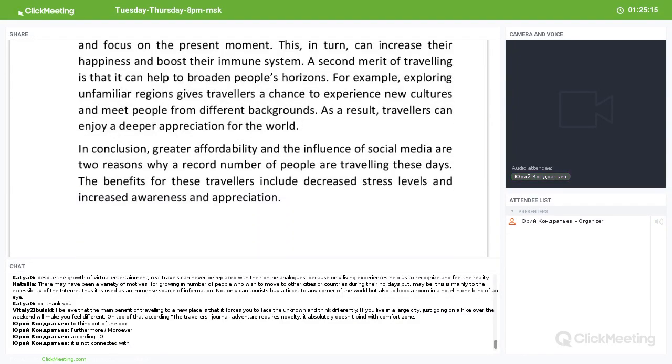In conclusion, affordability and the influence of social media are two reasons why a record number of people are traveling these days. The benefits for these travelers include decreased stress levels and increased awareness and appreciation.